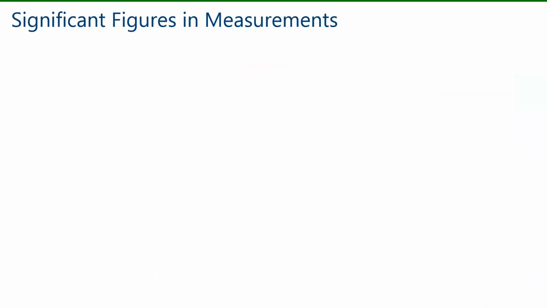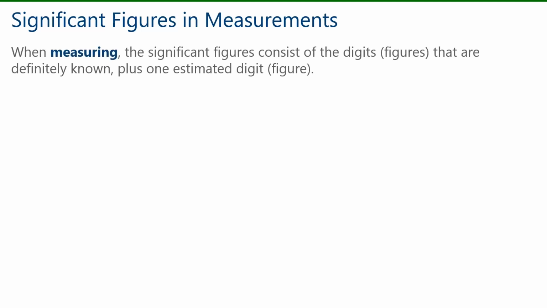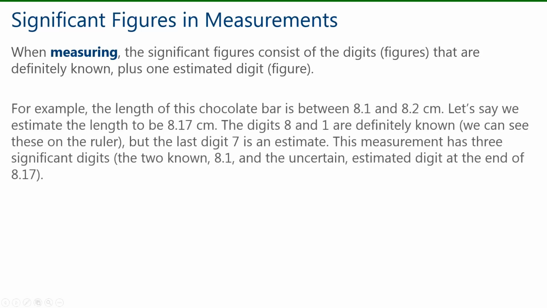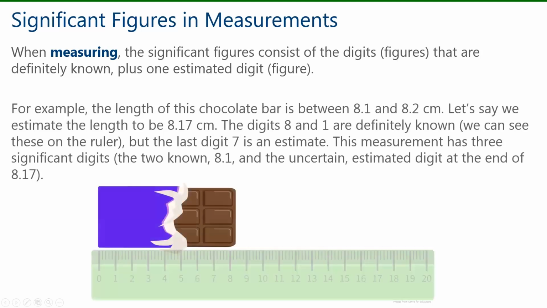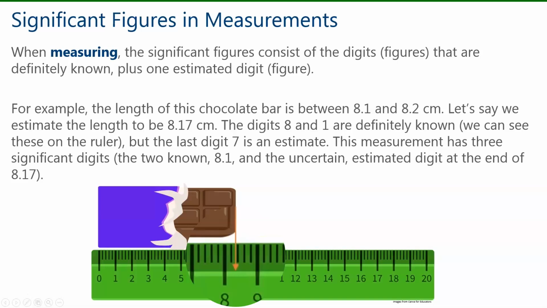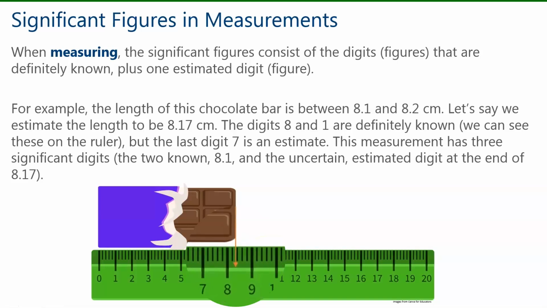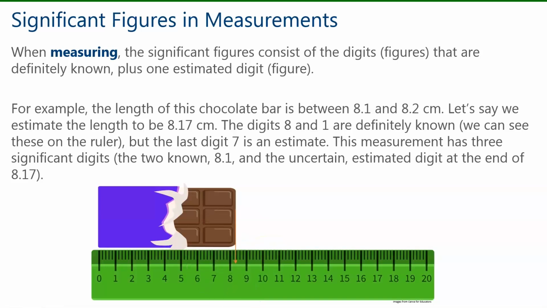Let's look at significant figures in measurements. When measuring, the significant figures consist of the digits or figures that are definitely known, plus one estimated digit. For example, the length of this chocolate bar is between 8.1 and 8.2 centimeters. Let's say we can estimate the length to be 8.17 centimeters.